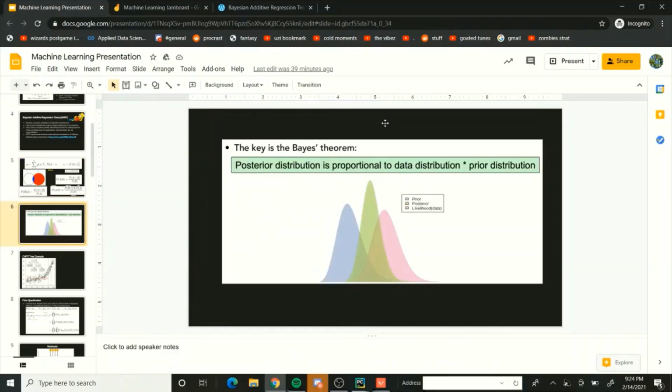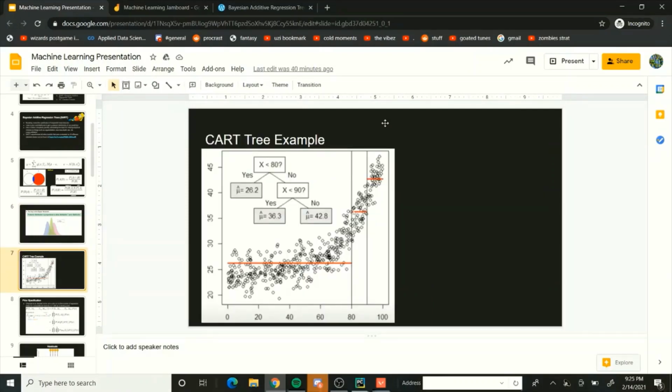Okay, so this is Bayes' theorem, basically, that we use prior knowledge. So this blue region, we use prior knowledge, and then when we acquire new data, we combine what we already know with what we've discovered to get new updated knowledge, or this green region. So this is just a CART tree.